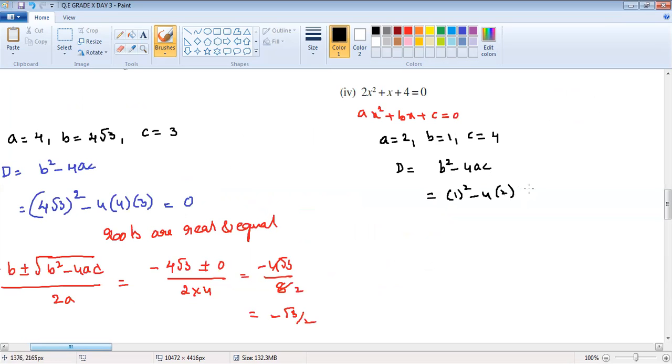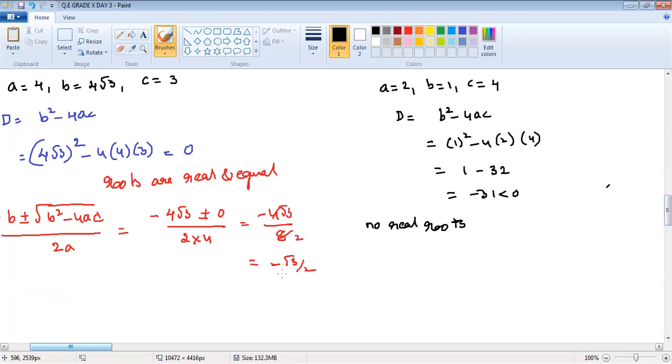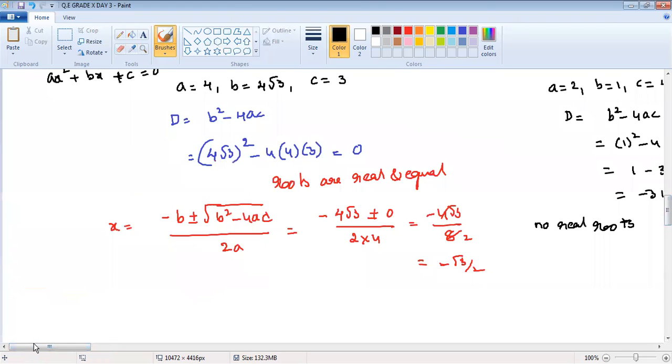No. First of all, we have to check the discriminant. Yes, sir. It's equal to b square minus 4ac, 1 minus 32, so minus 31, which is less than 0. No real roots. Roots exist, but there are no real roots. People will say roots do not exist, but roots are there, just not real roots. That's all. Are you clear? Yes, sir. Okay, we'll go for the next.